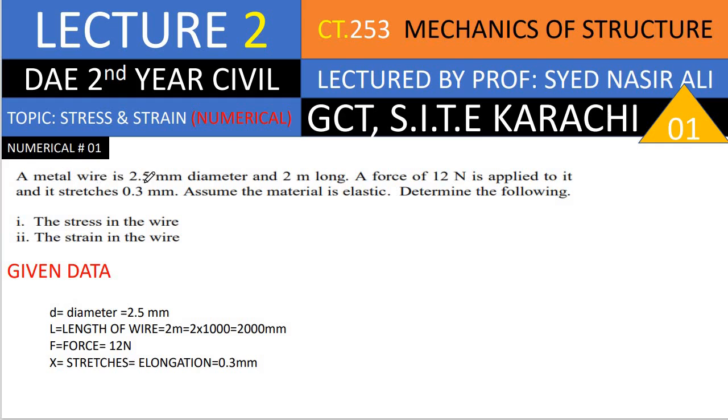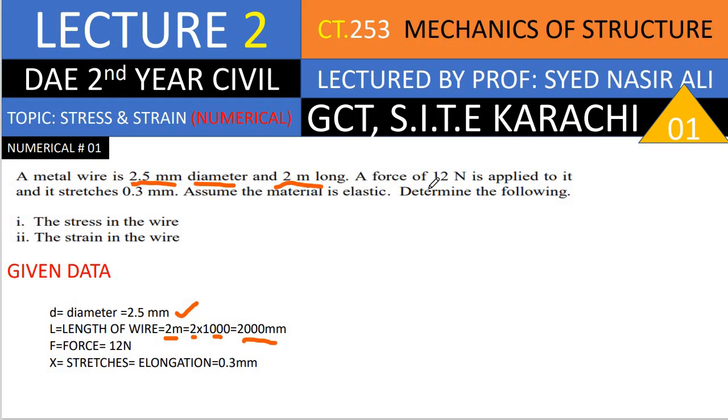A metal wire is 2.5 millimeter diameter, and we have made here a given data. Diameter is equal to 2.5. D for diameter, D is equal to 2.5 millimeter, and 2 meter long. The wire is 2 meter long, so the length is 2 meter, and we have converted this 2 meter into millimeter by multiplying 1000, and this is the 2000 millimeter.